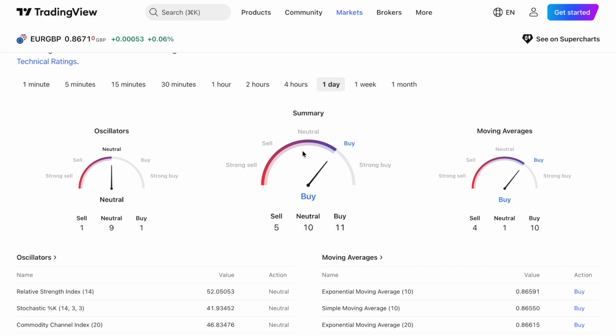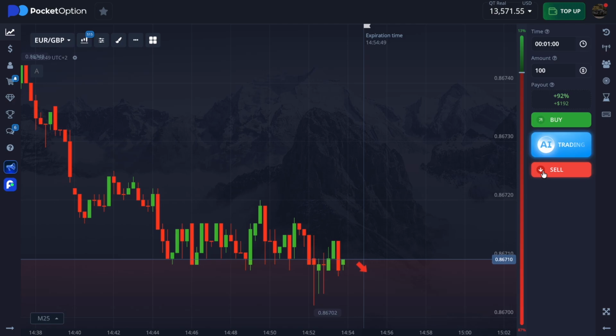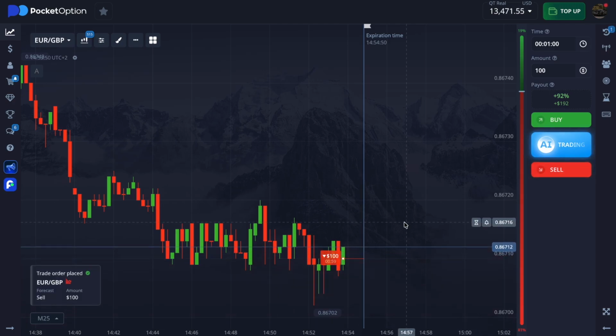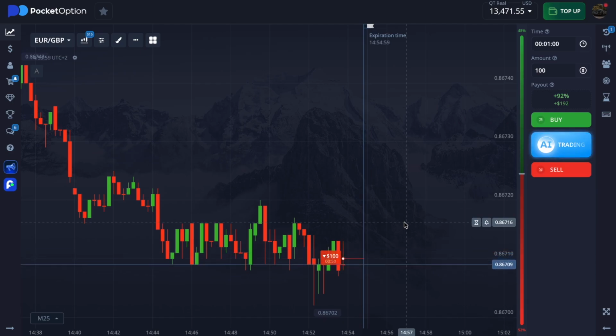Since I open 1 minute trades, I conduct 1 minute technical analysis here and see that the summary says to sell. This means that most indicators suggest that the price will go down further. Therefore, I am opening a down trade. And again for 1 minute, since I was using the 1 minute technical analysis on the TradingView website.